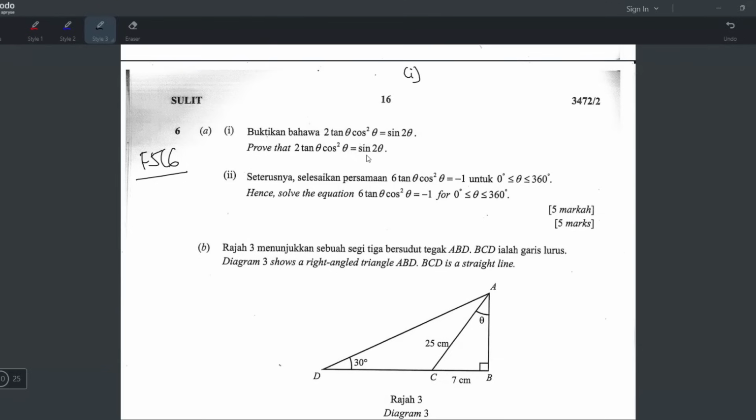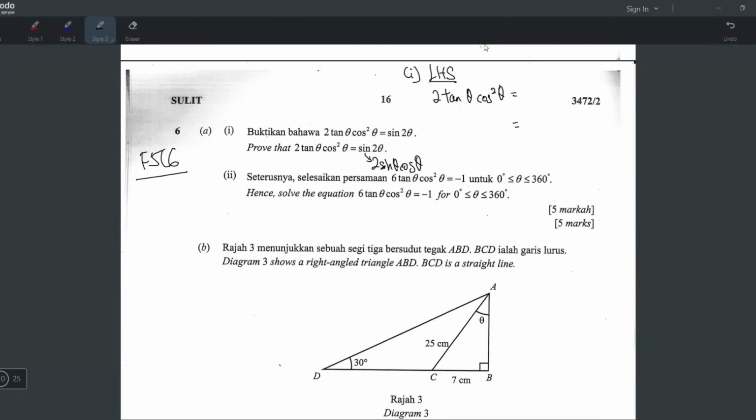okay, right side is sin 2 theta, and I know sin 2 theta is 2 sin theta cos theta, because of the double angle formula, right? But that's the only thing you can change, right? So what I'm going to do is start from the left hand side, because the left hand side is much more complicated. Okay, so now it becomes 2 tan theta times cos squared theta, and I'll try to change this to become sin 2 theta. Or you can also change it to become 2 sin theta cos theta, also can, because both are the same thing.